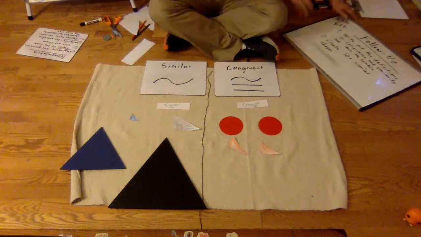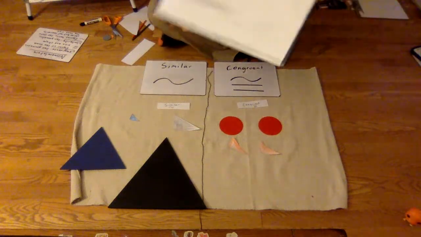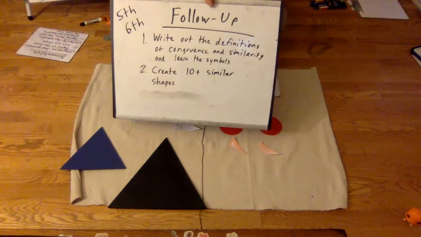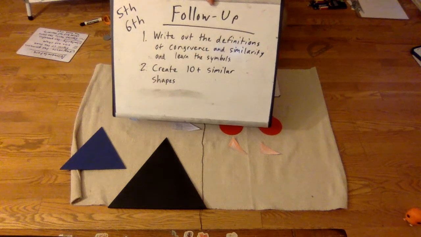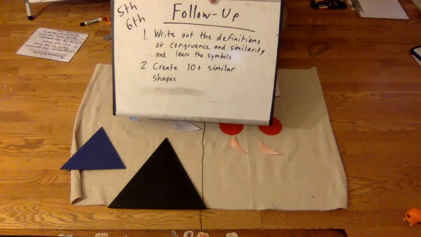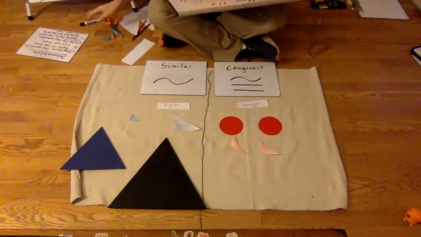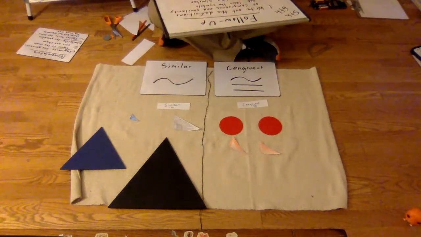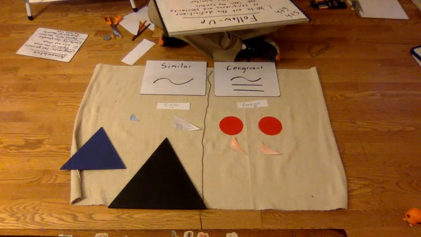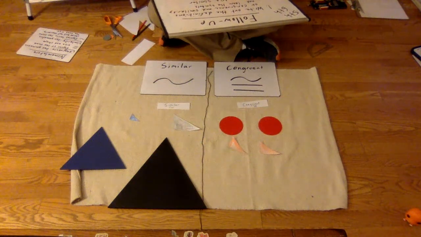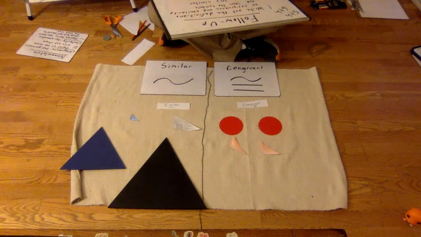I will show you the follow-up one more time. Write out the definitions of congruence and similarity and learn the symbols. And create 10 plus similar shapes. I might add that you might want to break that down into, no, I'll leave it at that. I would probably say choose a Pythagorean triple. I should probably add that.